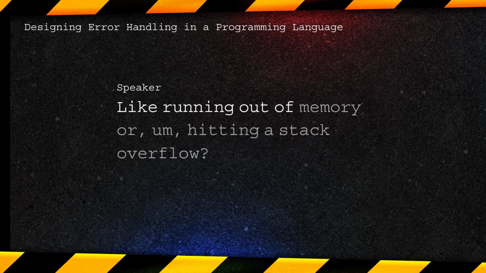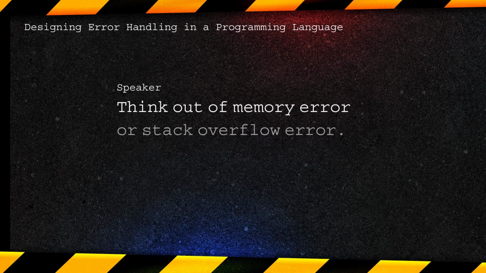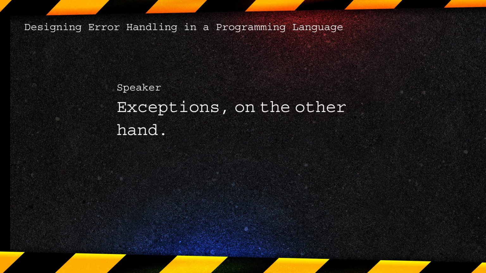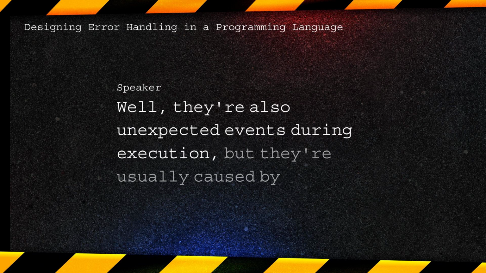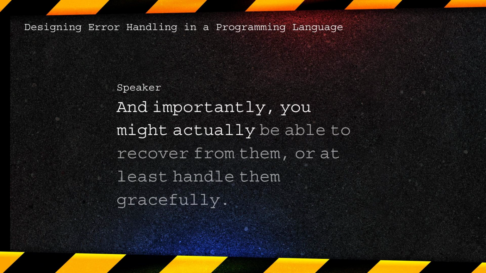Okay, right, like running out of memory or hitting a stack overflow, things you can't really just patch up in your code logic? Precisely. Think OutOfMemoryError or StackOverflowError. These often point to fundamental issues with the system or the runtime environment. Exceptions, on the other hand, well, they're also unexpected events during execution. But they're usually caused by something the program did or encountered. And importantly, you might actually be able to recover from them, or at least handle them gracefully.